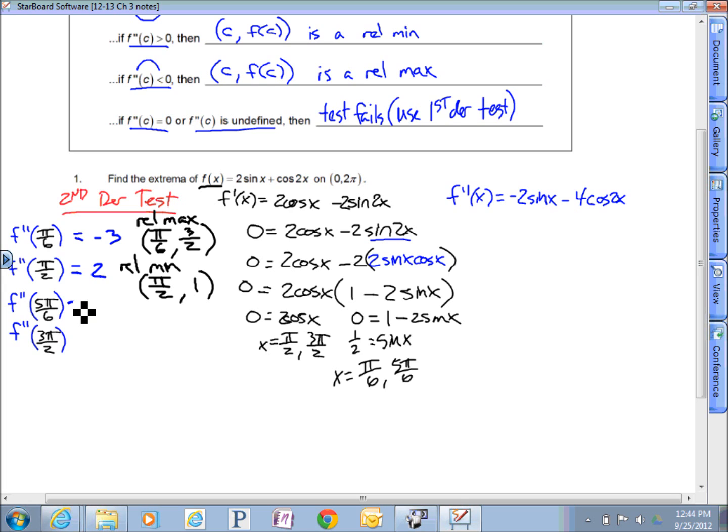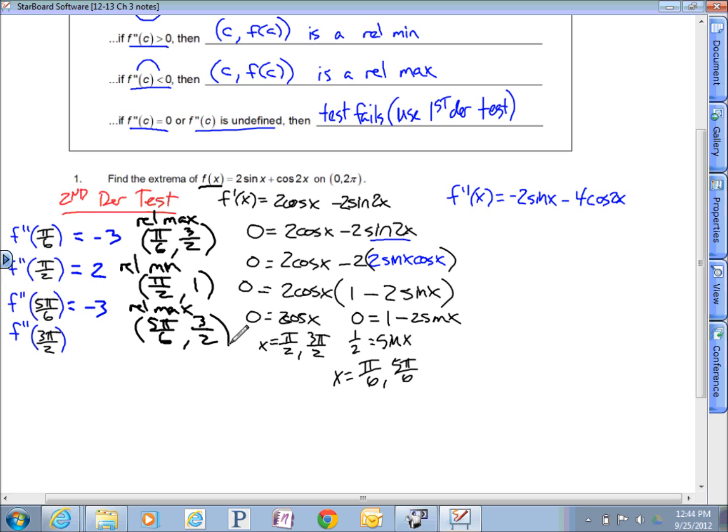F double prime of 5 pi over 6, if I plug that into my second derivative, I get negative 3. So what did I find? Again, concave down. If it's concave down, I just found another relative max at the point 5 pi over 6, and again I'll give you the y-coordinate, 3/2.